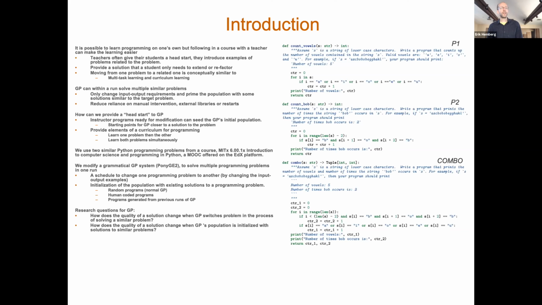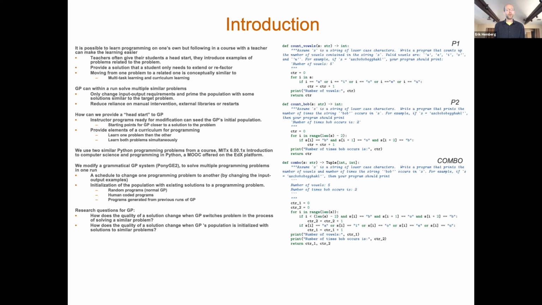So to do this, we modify a grammatical GP system. We're using PonyGE2 to solve multiple programming problems in one run. And so we then need a schedule so we can change one programming problem to another by just changing the input output examples. And we also look at initializing the population with existing solutions to a programming problem. And we do that the normal GP way, which is random programs. We have human coded solutions to these problems. And then we also look at programs generated from previous GP runs.